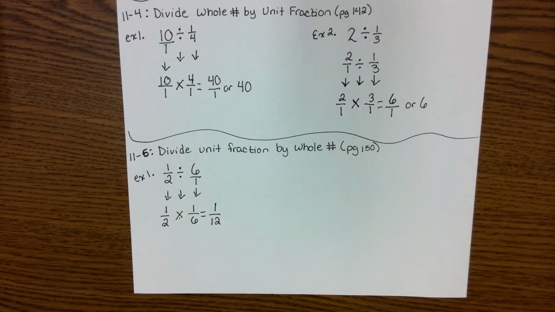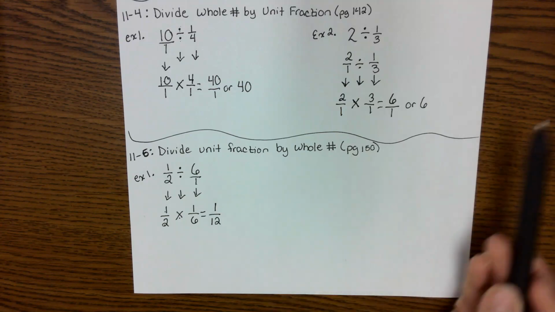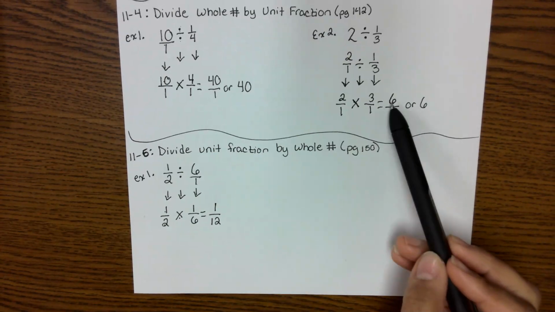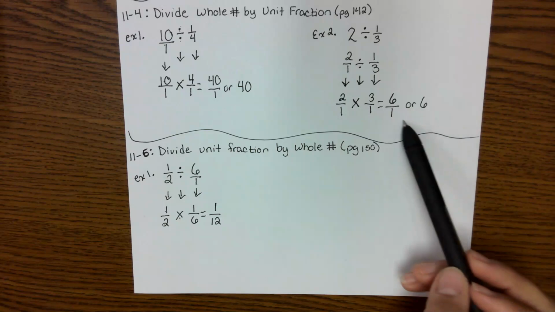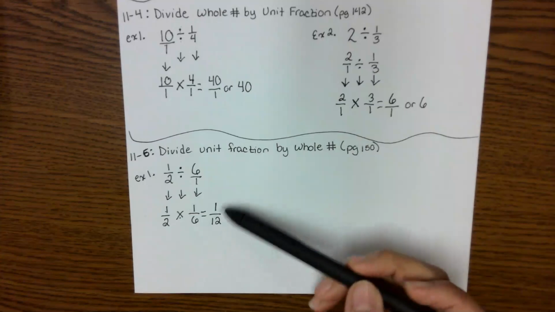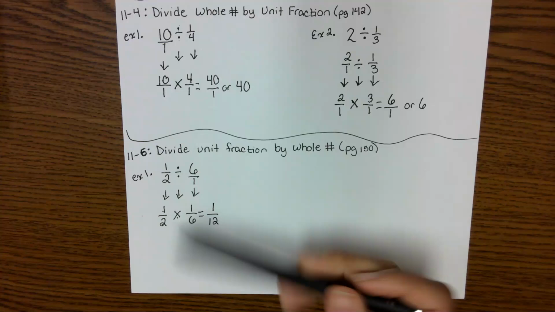Can it be 12 too? No, it can't be 12/2 because it's 1 over 12. This is 6 over 1. Any number over 1 is that number, so that's why 6 over 1 can be 6. This is 1 over 12. You can't change that to just 12 because that's 2 different things.